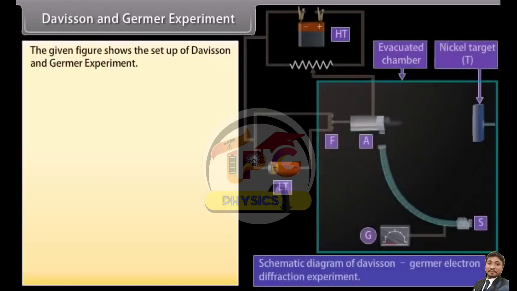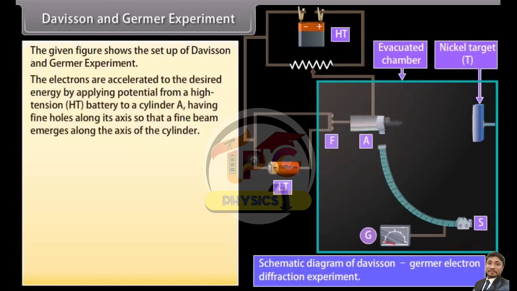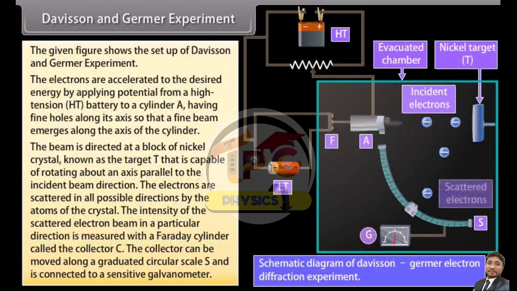Davisson and Germer experiment. The given figure shows the setup of the Davisson and Germer experiment. The electrons are accelerated to the desired energy by applying potential from a high-tension HT battery to a cylinder A, having fine holes along its axis so that a fine beam emerges along the axis of the cylinder. The beam is directed at a block of nickel crystal, known as the target T, that is capable of rotating about an axis parallel to the incident beam direction.